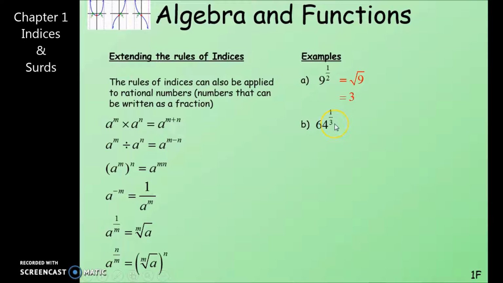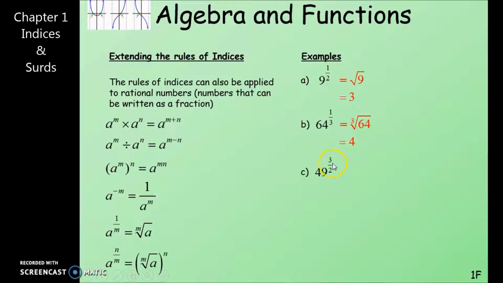If we've got 64 to the power of 1/3, well, that's not a square root anymore. We've got a 3 on the bottom, so it's going to be the cube root. And the cube root of 64, what number times by itself 3 times is going to give you 64? Well, the answer is going to be 4. Again, we'd raise it to the power of 1, but that won't change it, so we just leave it as 4.